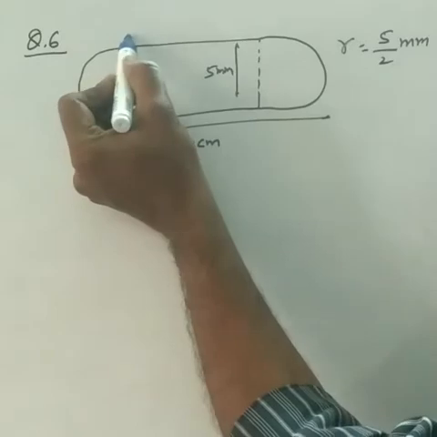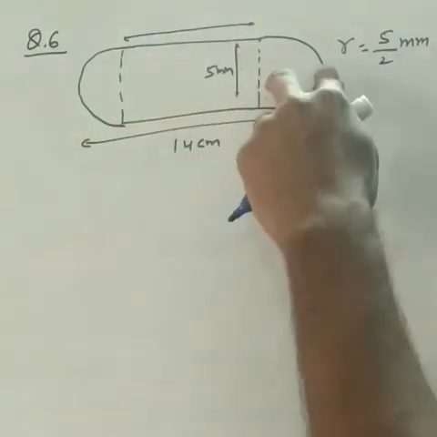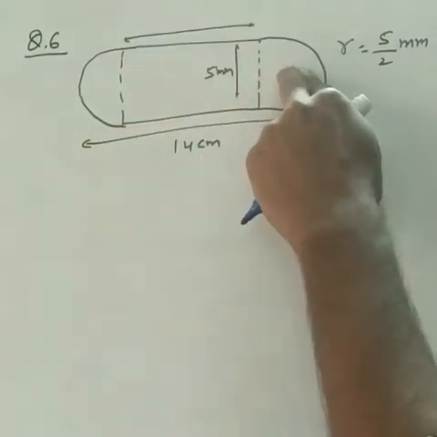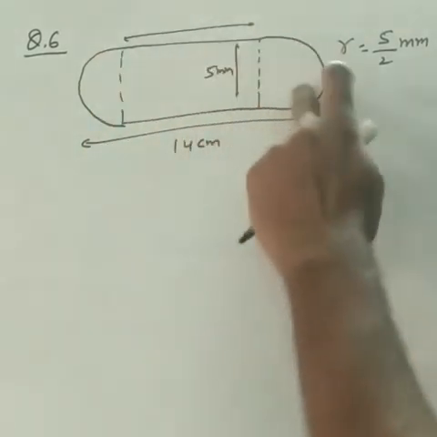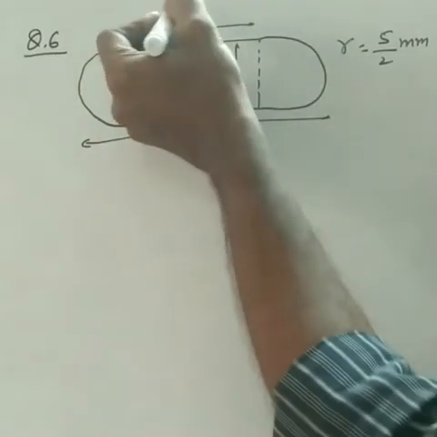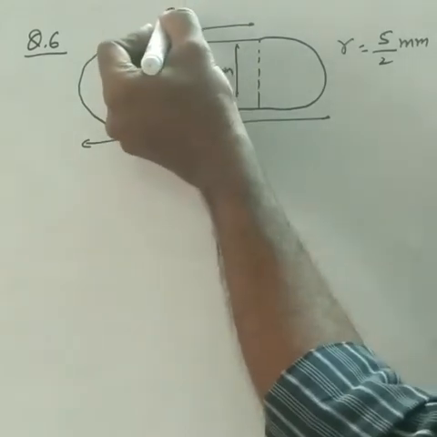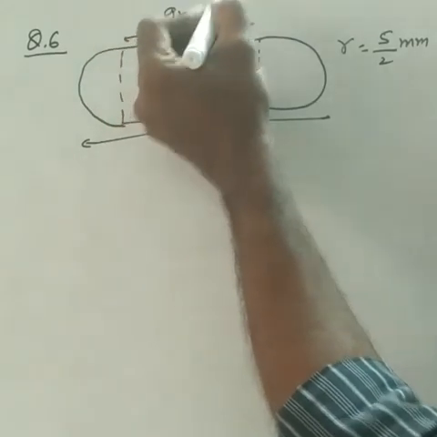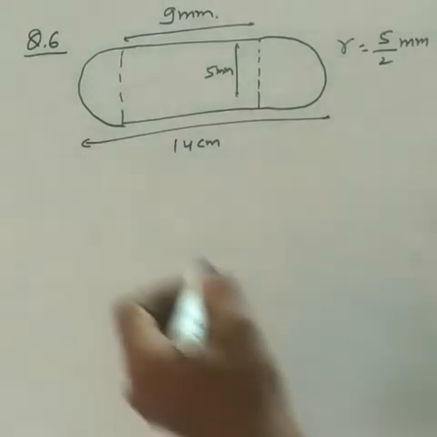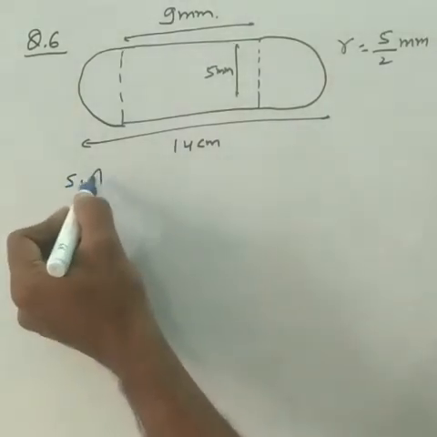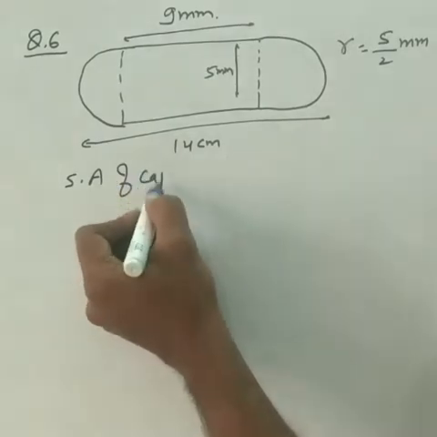Now length of cylinder. Length of cylinder means we have to remove this 5 upon 2 from this side, 5 upon 2 from this side. Means overall we have to remove 5 from this. 14 minus 5, that is 9 mm. This is the length of the cylinder. Now we have to find out surface area of capsule.